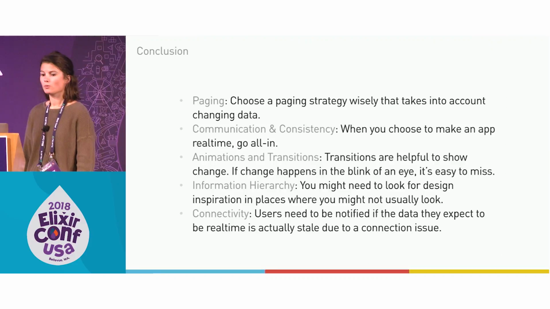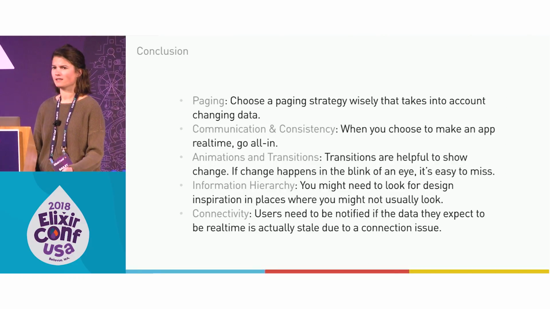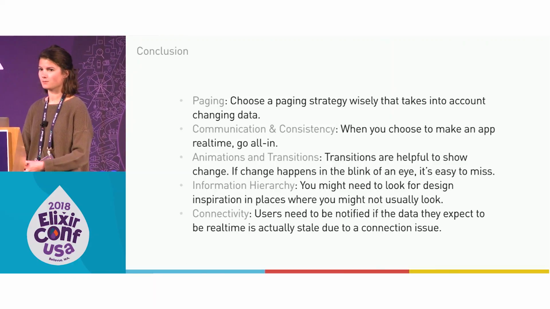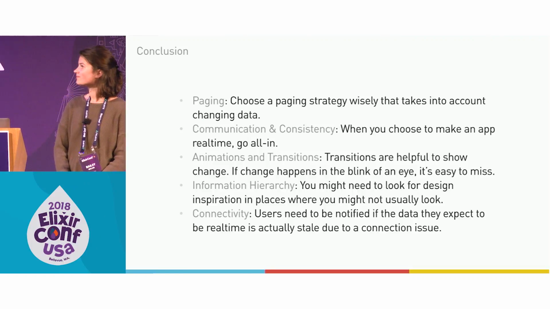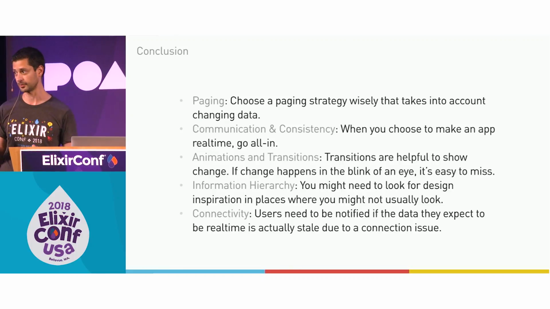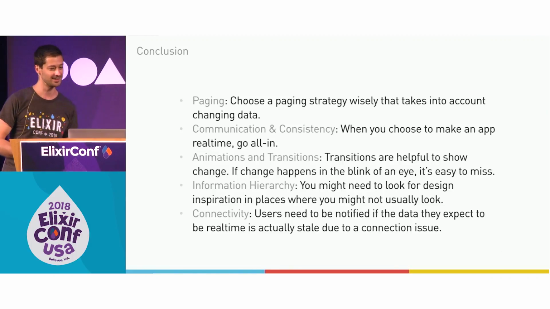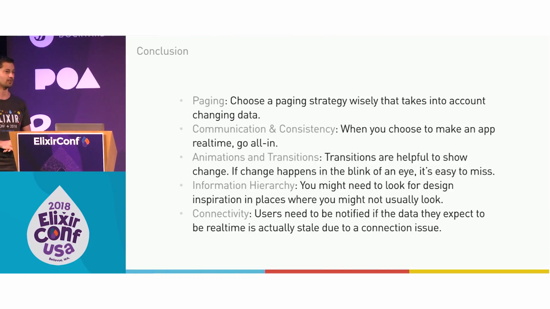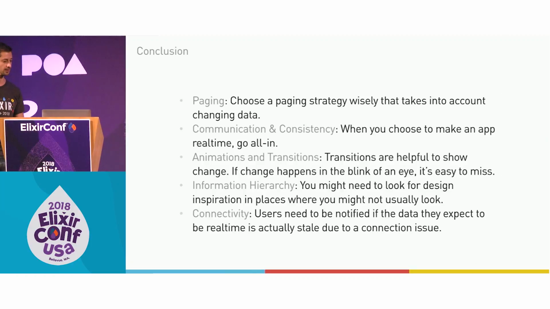So second was communication and consistency. When you choose to make an app that is in real time, it's important to go all in and not have half real-time data, half static data, so that you can establish user trust. When you're talking about easing information in so that people understand where they go, animations and transitions are your best friend. They're also your worst enemy if you overuse them and make the users angry at you. Or just hate CSS. But you don't want changes to happen in the blink of an eye if you can at all help the user get from point A to point B smoothly.